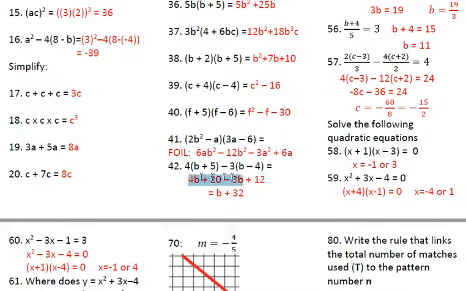Now these can be combined together as well. You look at the 4b and the minus 3b, which will give you just a single b. It's like having 4 bananas, losing 3 bananas, will give you just a single banana.